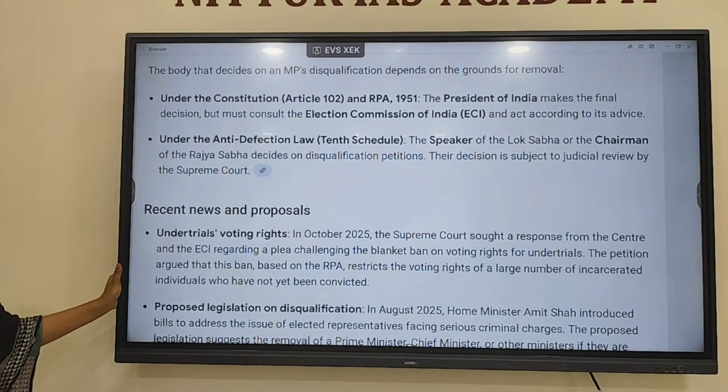And who will decide whether it's an anti-defection law case? Pakshantara Nishedha Kaide. Who will decide is either the Speaker of Lok Sabha or the Chairman of Rajya Sabha. They will decide.